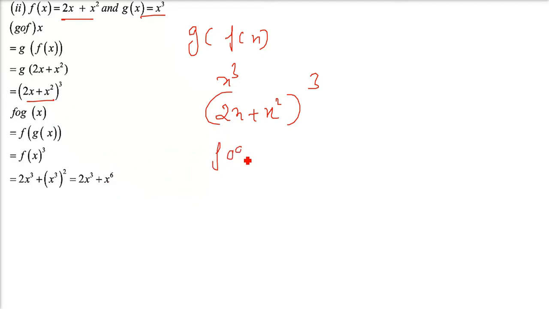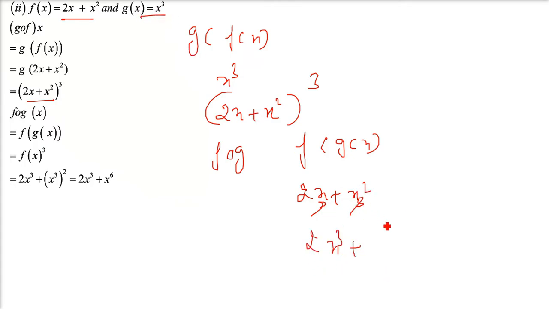(f o g)(x) is f of g(x). So f of g(x) means take g(x), which is x cube, and put it in all the places of x in f(x). So 2 into x, in place of x you are going to put x cube, so 2 into x cube. Then you have x square, in place of x you are going to put x cube, and this is whole squared. So 2x cube plus x to the power 6. This is going to be the final answer for f of g(x).